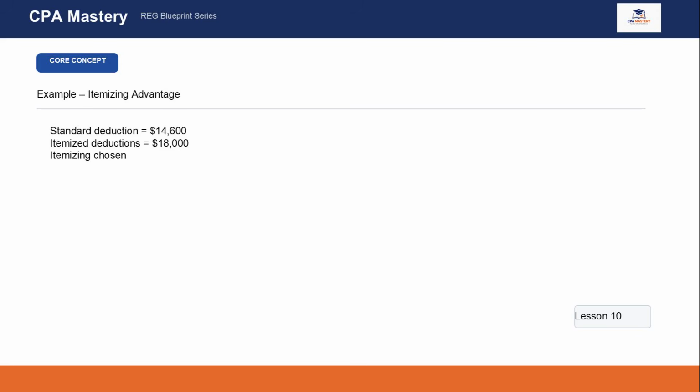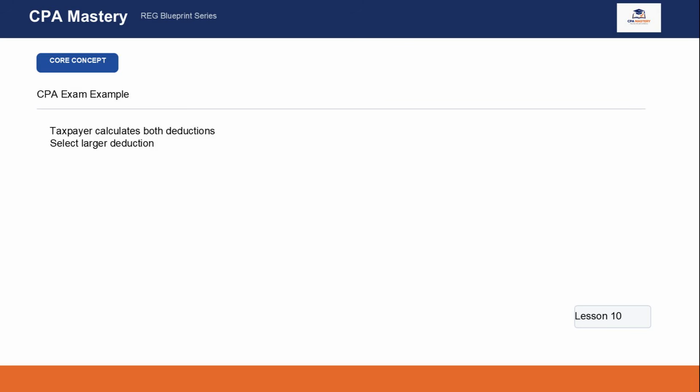Now consider a taxpayer with $18,000 of qualifying itemized deductions. If the standard deduction is $14,600, the taxpayer would choose to itemize because the itemized deductions produce a larger reduction in taxable income. This simple comparison appears frequently in CPA exam questions. A typical CPA exam question may provide several deductible expenses and ask you to determine whether the taxpayer should itemize or claim the standard deduction.